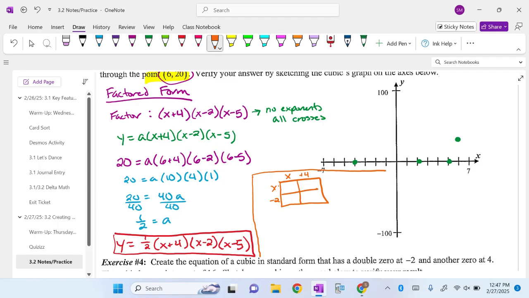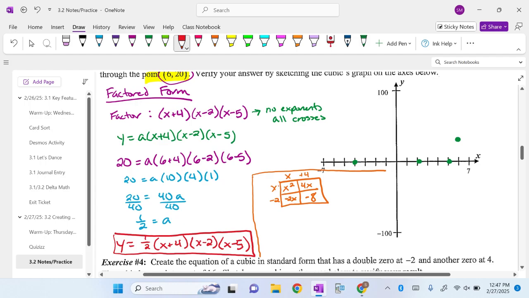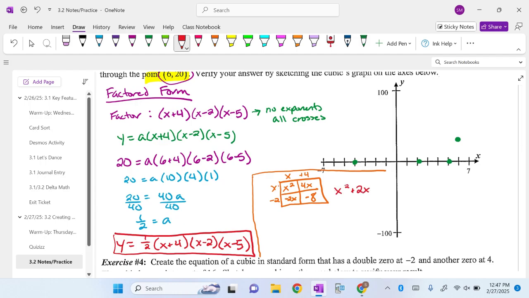What's x times x? X squared. X times 4. Negative 2 times x. Negative 2x. Negative 2 times 4. Negative, not 6. 8. So if I pull it out, this would be x squared plus 2x, if I combine these like terms, minus 8.